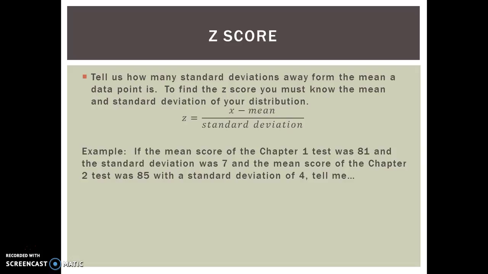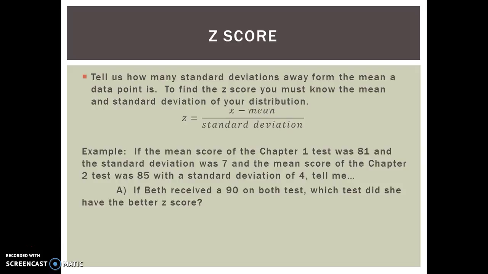If the mean score of the Chapter 1 test was 81 and the standard deviation was 7, and the mean score of the Chapter 2 test was an 85 with a standard deviation of 4, can you tell me if Beth received a 90 on both tests, which test did she have the better z-score? Which test did she actually score better than her peers, basically, is what I'm asking. So I'm going to find the z-score of both the first and the second test.